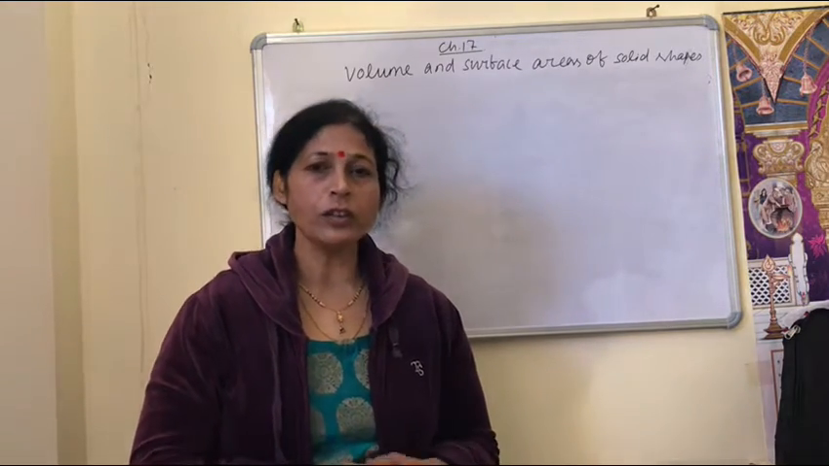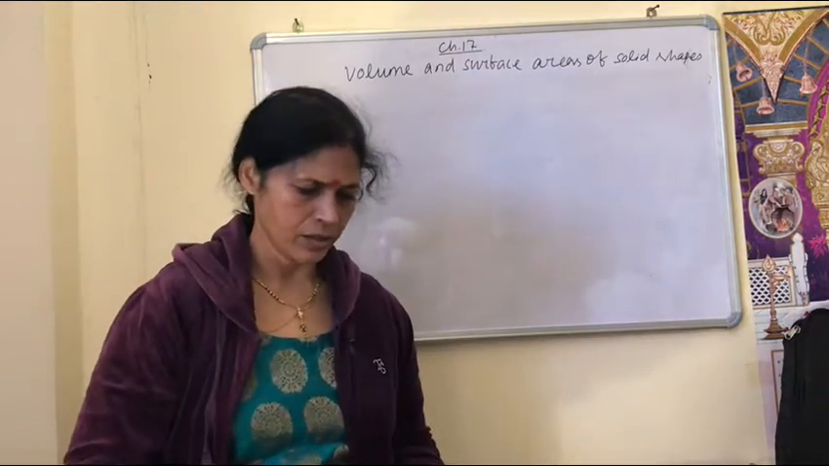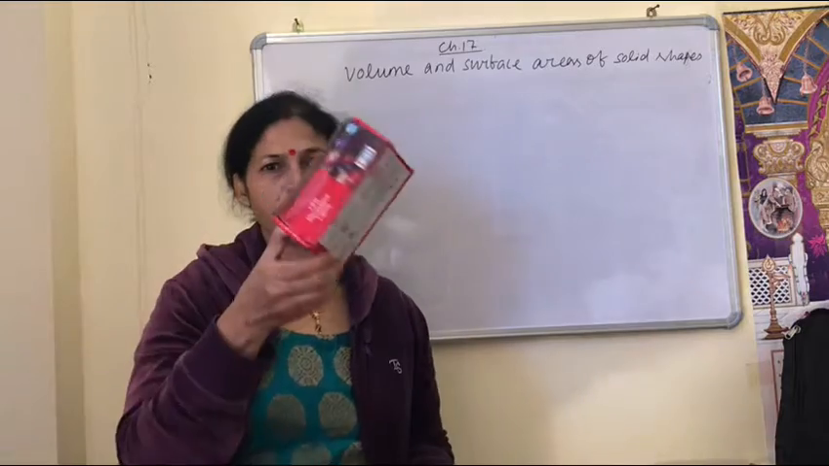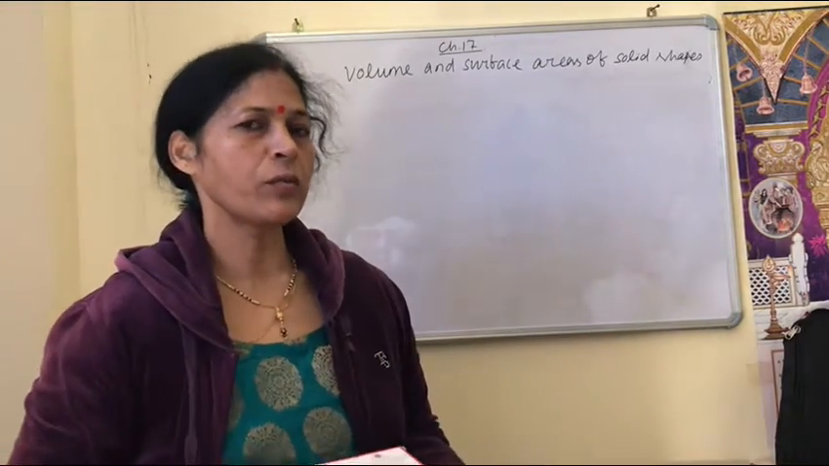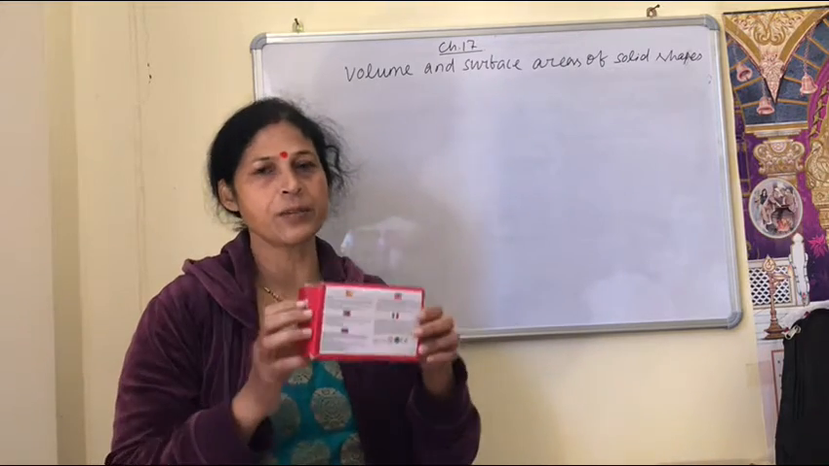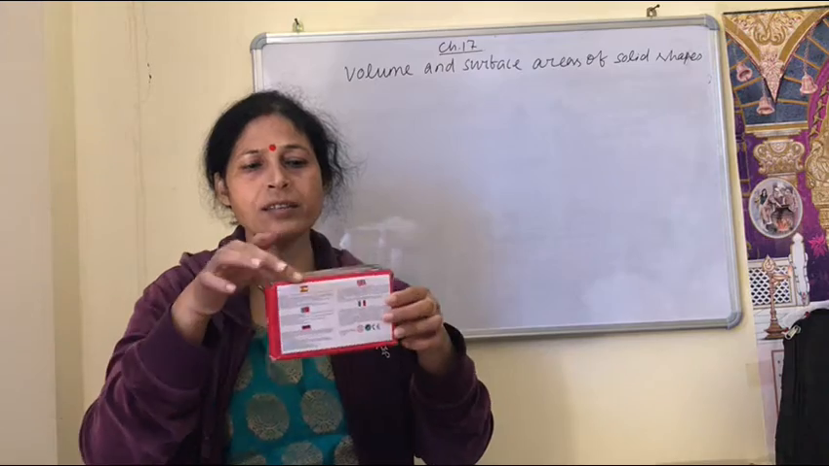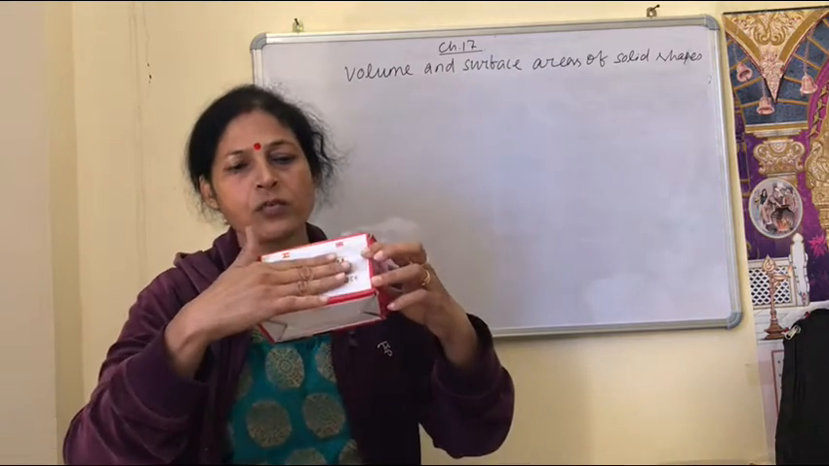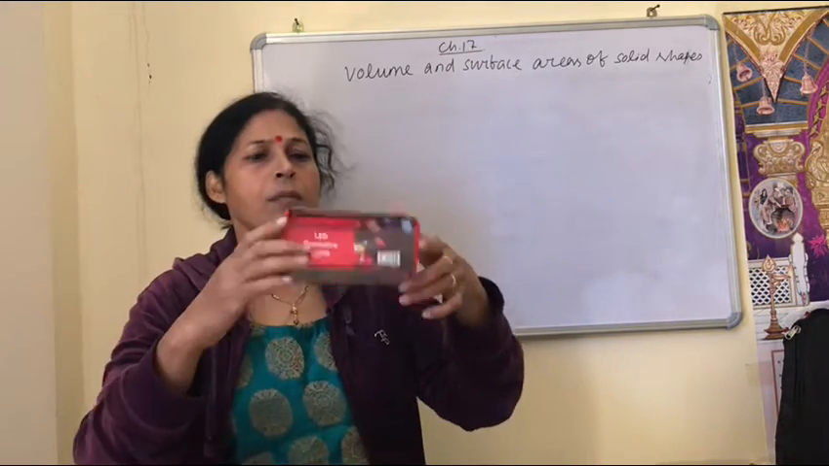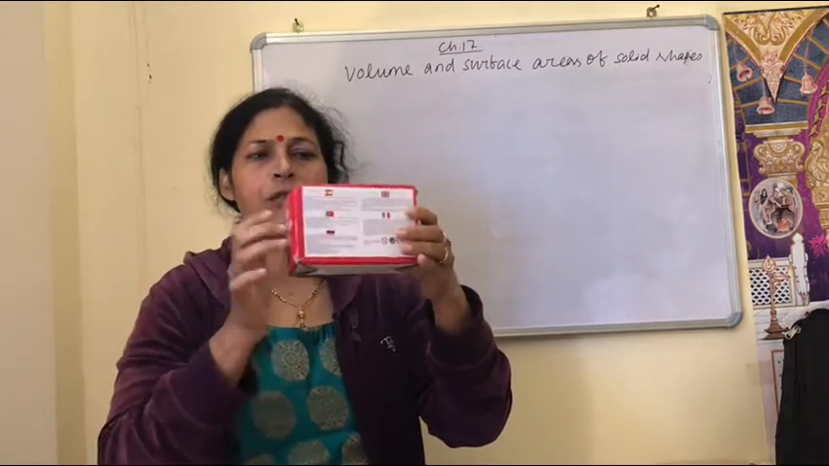Suppose you take this cubical box. What is a cuboid? It has 6 faces, 8 vertices and 12 edges. These are the edges. These are the faces. Face 1, face 2, then 3, 4, 5 and 6.